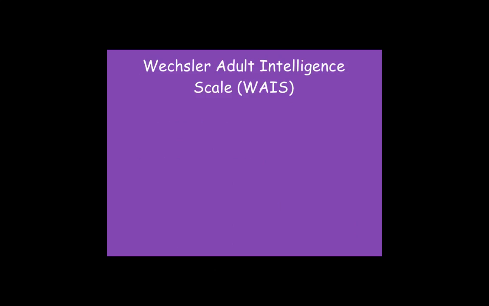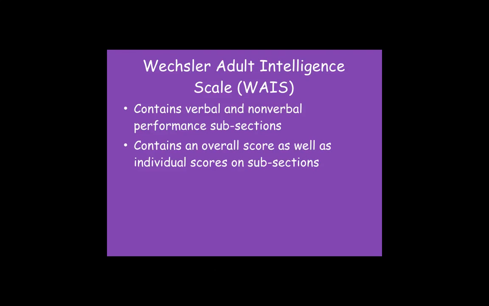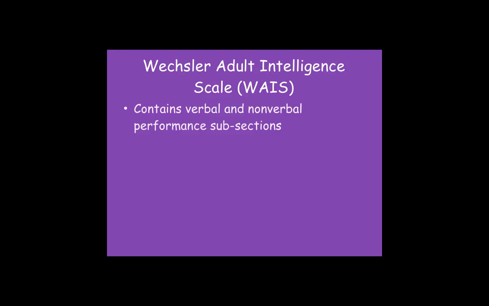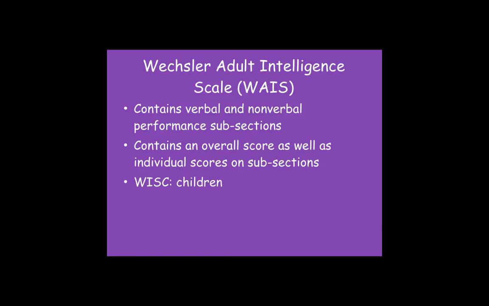The Wechsler Adult Intelligence Scale, or WAIS, contains verbal and nonverbal performance subsections. It also contains an overall score as well as an individual score on the subsections. The Wechsler Intelligence Scale for Children is administered to children to test for ADHD and things like that. I believe we looked both of these up the other day and talked about them further.